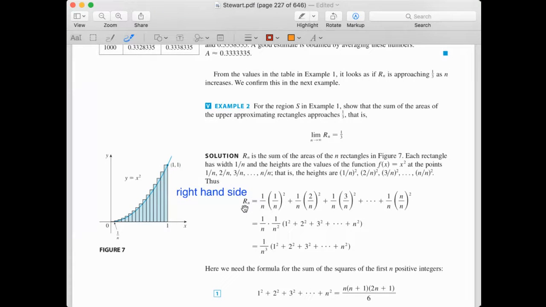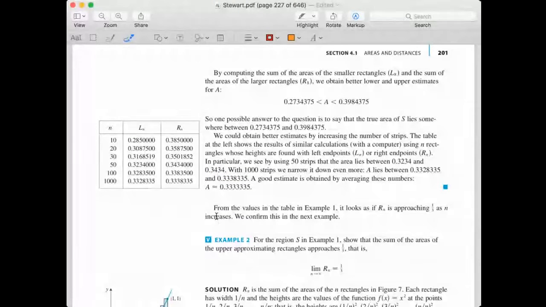So R_n, why do we call this R? We call this process the Riemann sum. Let me see if I can find the name. Riemann is a name.